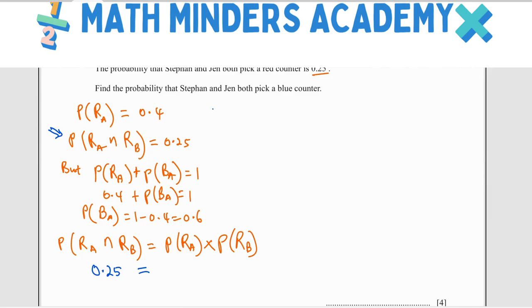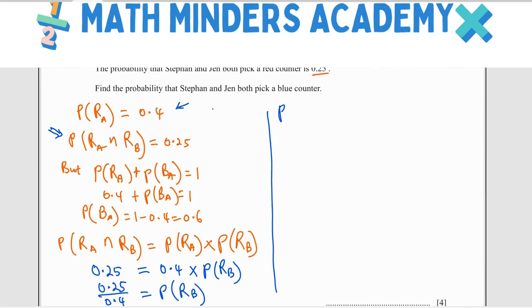Now, the probability of picking red from bag A is given also as 0.4. But we do not know the probability of picking red from bag B. So we do 0.25 over 0.4 to give us the probability of picking red from bag B. Okay, so the probability of picking red from bag B is going to give us 0.625.